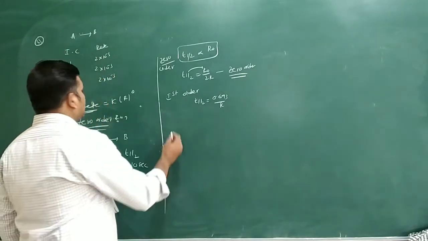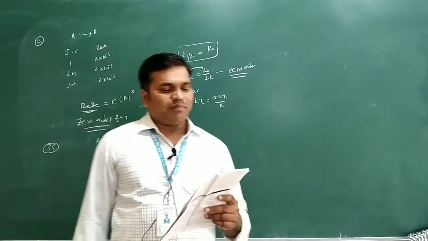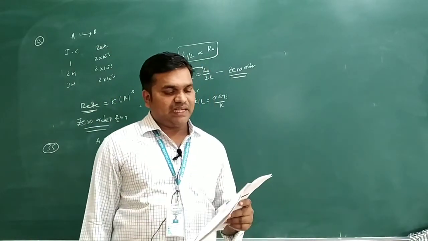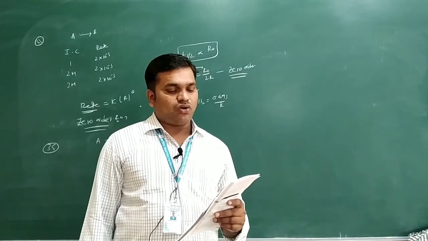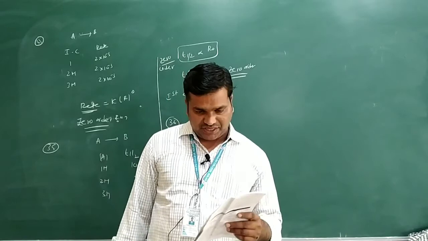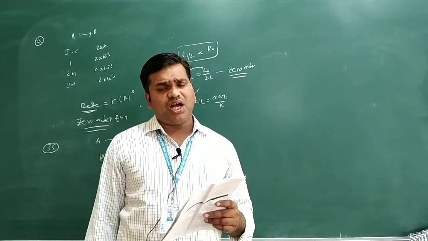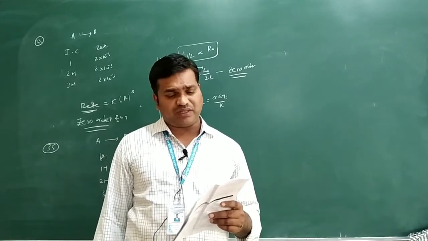Now we'll see question number 36. 10 power minus 2 moles of acid is present in 100 ml of the solution. The rate constant of its ionization reaction is 10 power minus 3. Then calculate the T1 by 4 for this reaction.